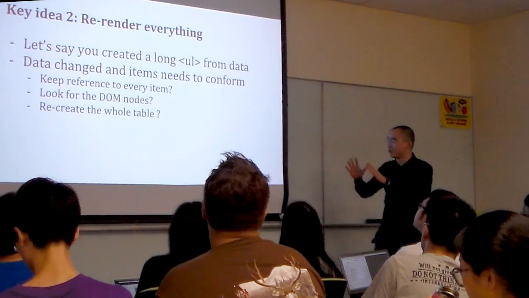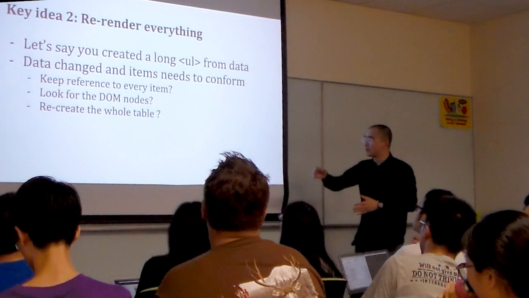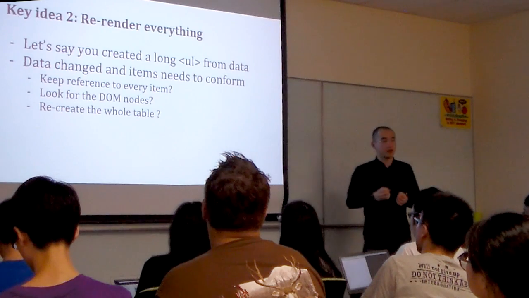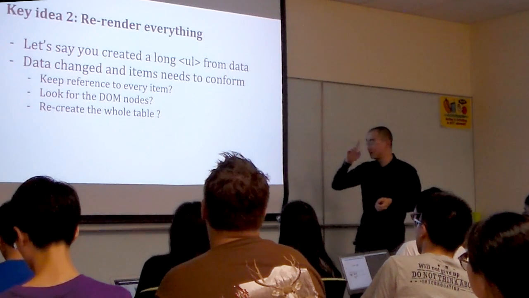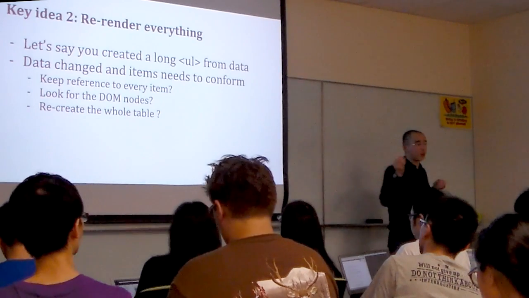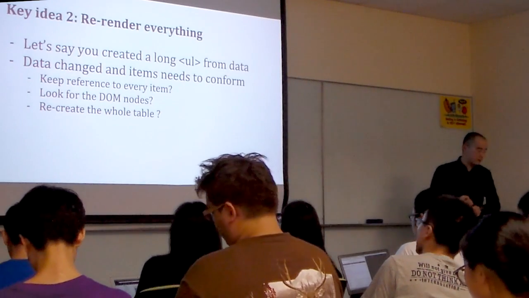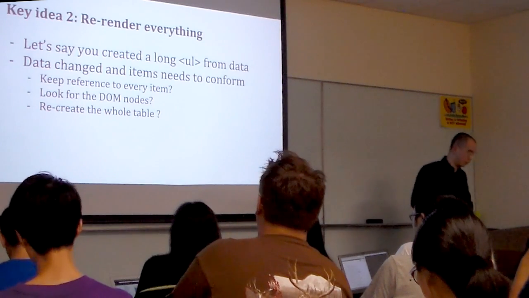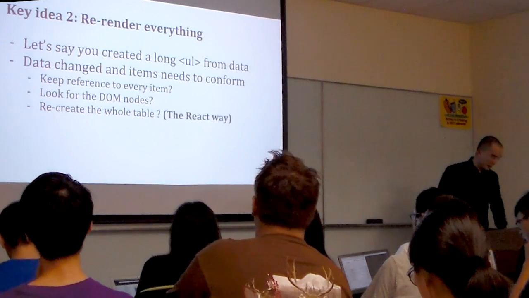I have no idea. I just tell it to you. How about we recreate, every time some items in your list change, you recreate a whole table. So you don't need to keep references, and you don't need to manipulate a very slow DOM tree. And that's the React way.